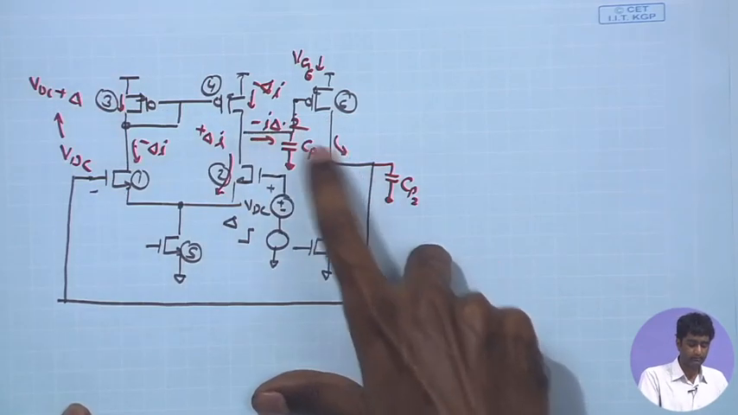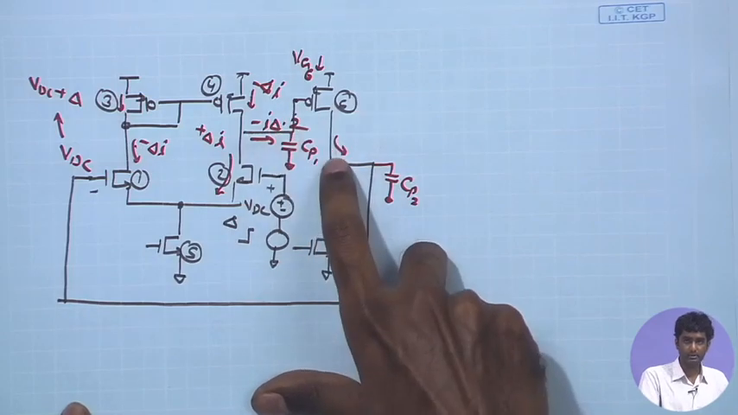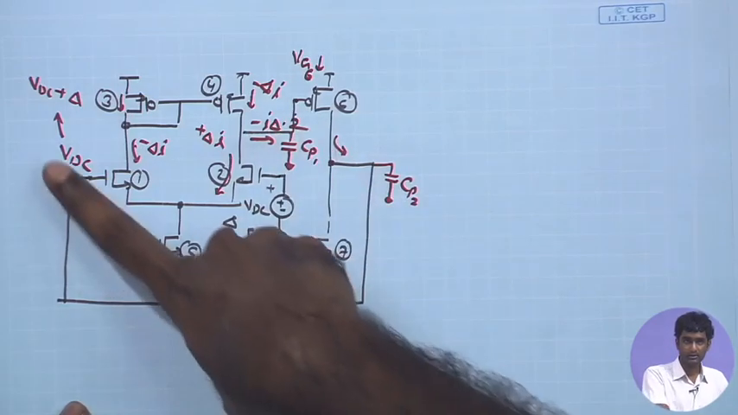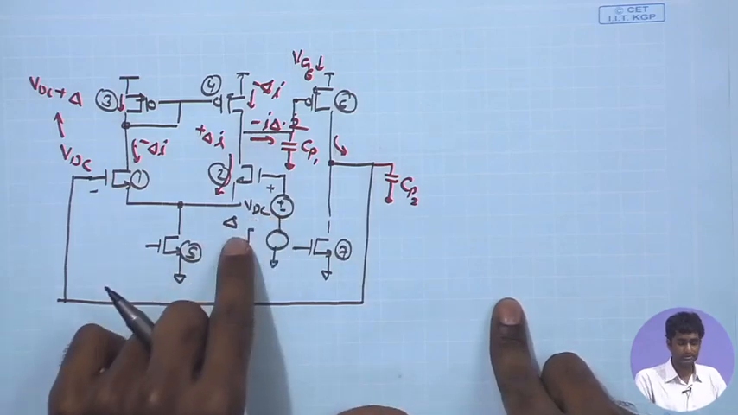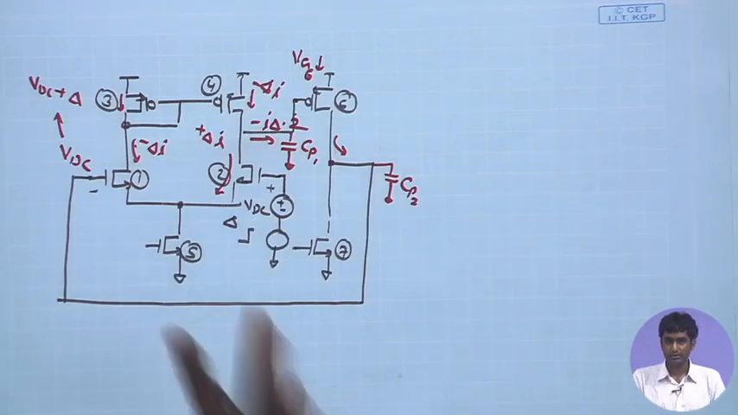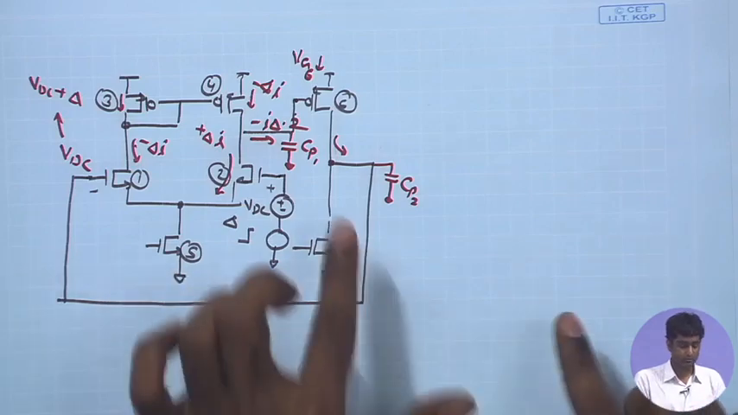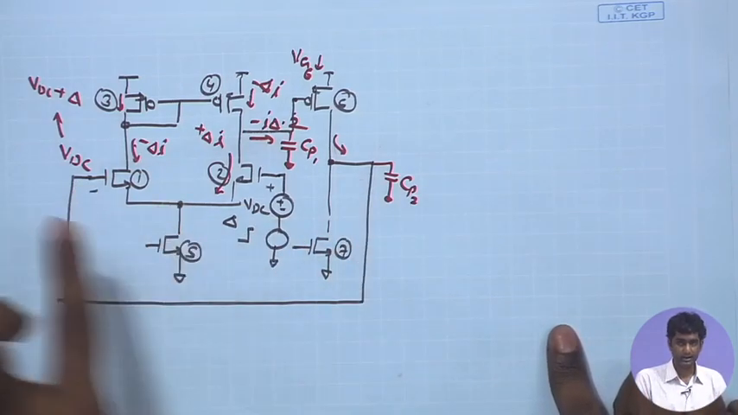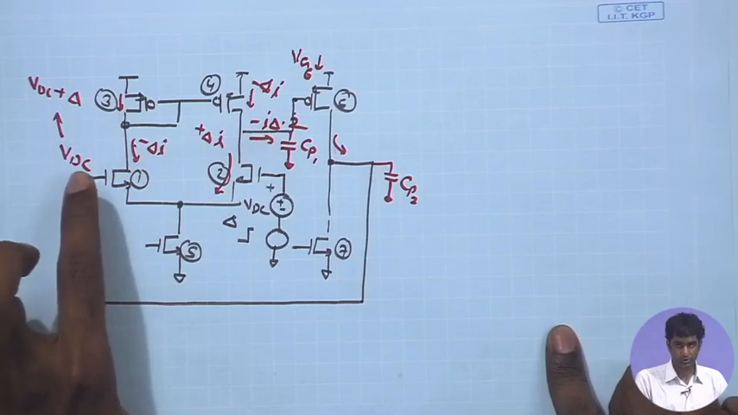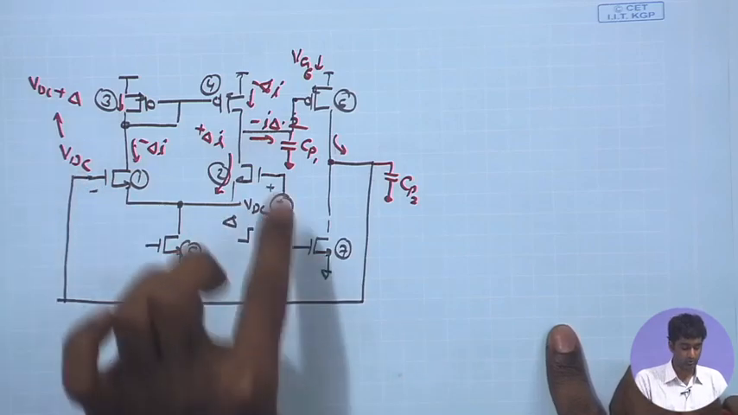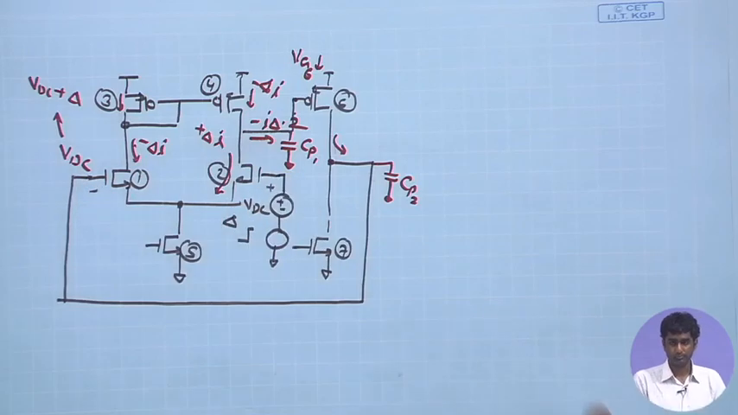Therefore, this stops, and finally since this voltage stops rising, this voltage also stops rising and it settles to the value which is VDC plus delta. So, this is the basic mechanism which is present in the negative feedback loop, which is helping us in making the gate voltage of M1 closely follow the gate voltage of M2.